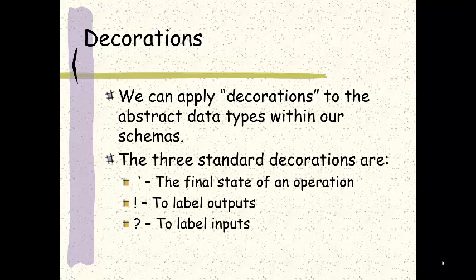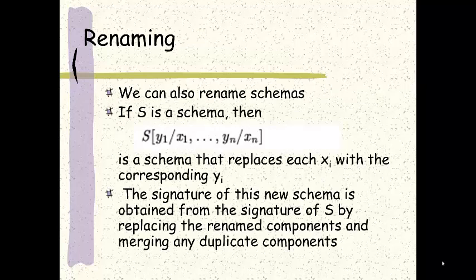So we also have decorations. We can apply these decorations to abstract data types within our schemas, and we saw these in the birthday book. The apostrophe means the final state of an operation, or the updated version, will have a certain property. Exclamation mark indicates an output, and question mark indicates an input.